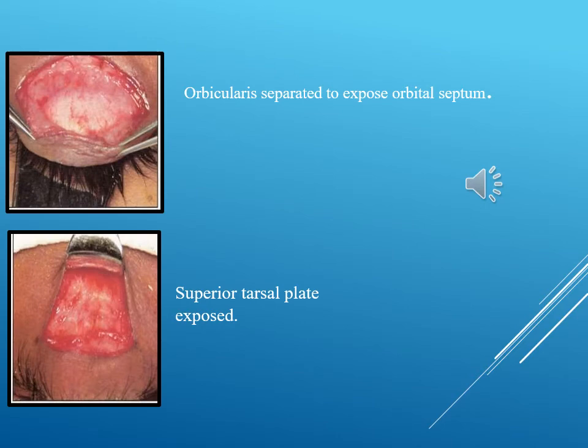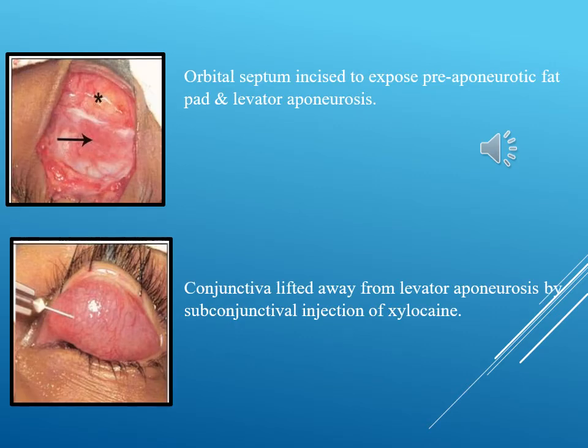Now in the next step, the orbicularis muscle is separated in order to expose the orbital septum. And after the orbital septum has been exposed, further dissection is done in order to expose the superior tarsal plate. Next, the orbital septum is incised to expose the pre-aponeurotic fat pad and the levator aponeurosis. The levator aponeurosis is identified as a shining white layer just under the pre-aponeurotic fat.